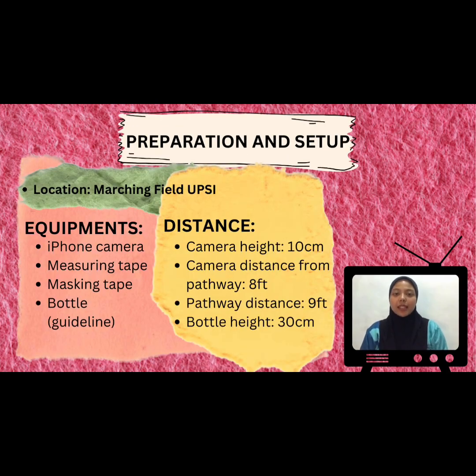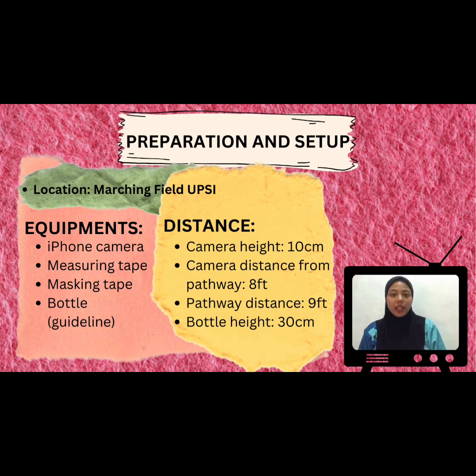For preparation and setup, the video was recorded at Marching Field UPSI. There are a few pieces of equipment that needed to be prepared before conducting this study, which are a camera, measuring tape, masking tape, and a bottle. A phone camera was used to capture the movement and placed 10 cm higher from the ground. Measuring tape was used to measure the distance of the pathway for subjects to walk, the distance from camera to pathway, and heights accurately. The camera distance from the pathway was 8 feet, while the pathway distance was measured at 9 feet.